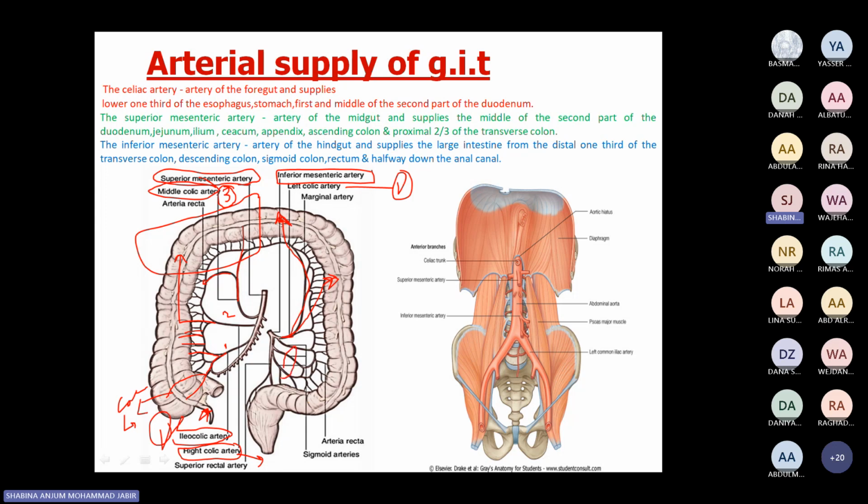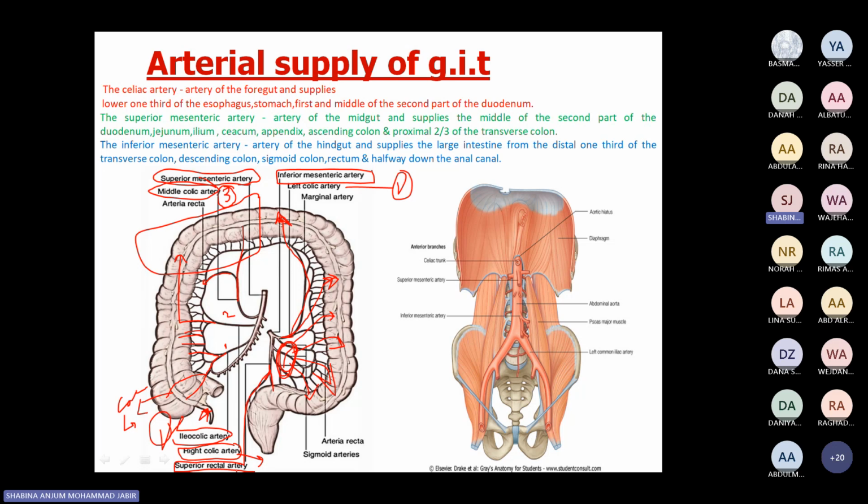As I told you, the sigmoid artery is not only one. It will give small 3 to 4 branches, in which some branches will also supply the descending colon, and it will also supply the sigmoid colon. Then finally, this is the inferior mesenteric artery. After supplying all the structures, it will continue downward as the superior rectal artery.